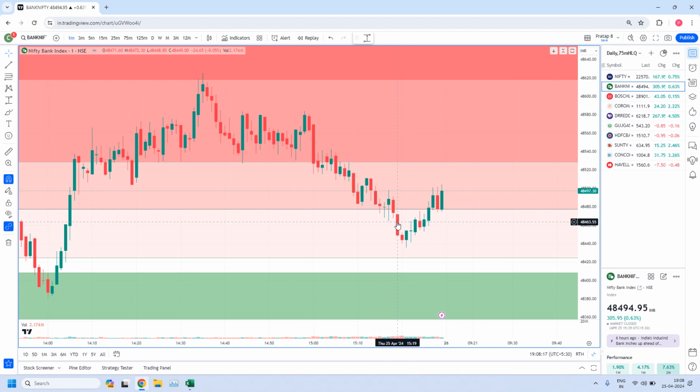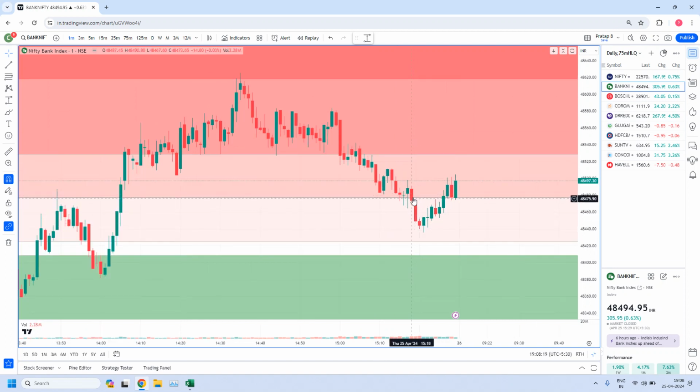So where do you need to exit? By the time prices are entering here, we are almost reaching the last 15 minutes of the trading session. It's not wise to keep our positions in the last 5 minutes or 10 minutes. It's better to close. So in the 1 minute, look for the nearest zone.